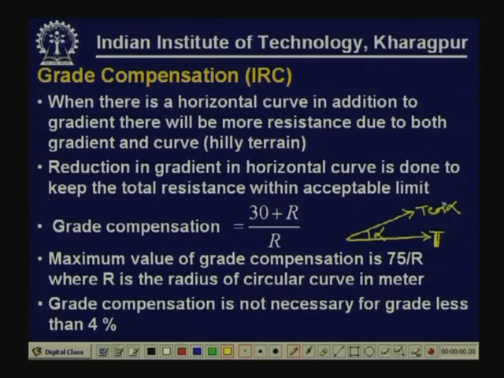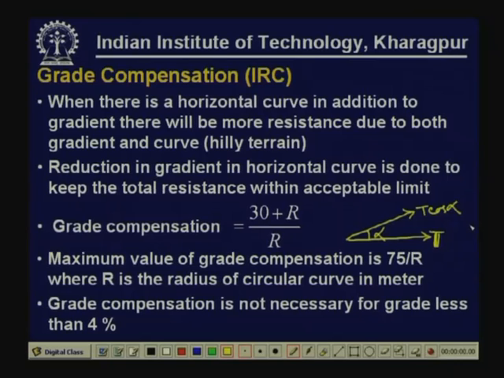So, not the complete T is available. Now, if there is a gradient also, let us call another angle beta. Then again T cos alpha cos beta, that component will be available in the direction of the movement. So, there will be additional loss.